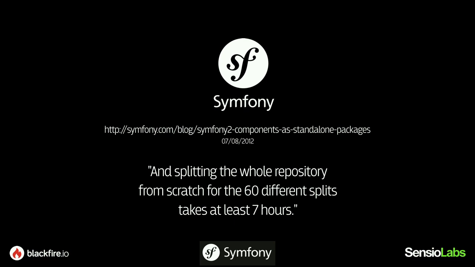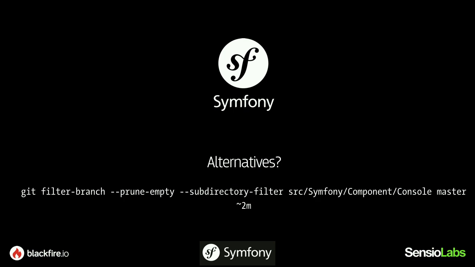And the problem is that splitting with Git subtree actually spends most of the time creating sub-processes, so basically doing nothing. Git subtree uses the plumbing commands of Git, so it executes almost 10 Git subcommands for each commit. So you can imagine that at scale, that's a huge problem. Nowadays, Symfony has more than 400 different splits. So doing that from scratch just doesn't work.